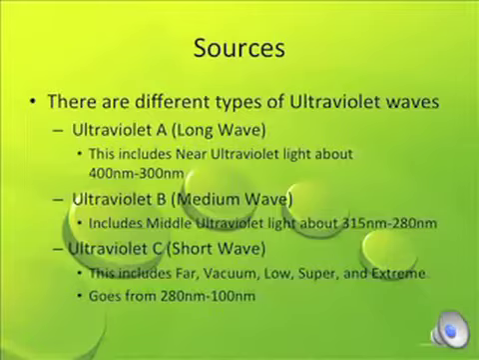The ultraviolet spectrum is typically divided up into three subspectra. The shortwave, which is 100 to 280 nanometers, the medium wave, or ultraviolet B, which is 280 to 315, and ultraviolet A, which is long wave, and it's 300 to 400 nanometers.